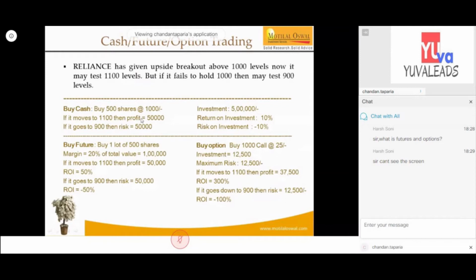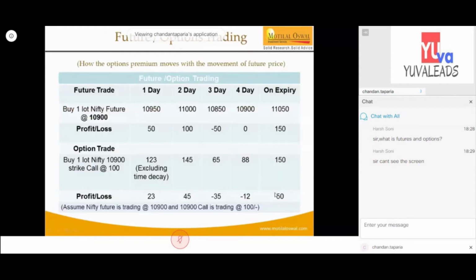Now, if the same Reliance goes to 1,100, your return on investment in cash is 10%. If it goes up in futures, your return on investment is 50%. If it goes to 1,100 in options, your return on investment is 300%. Now, looking at the downside, in the cash market your risk is 10%. If it goes to 900, your risk is 50% plus mark-to-market margin. But in options, it's only 12,500. That is 100% of the investment, but only 12,500. So this is the difference between the cash market, futures market, and derivatives markets.